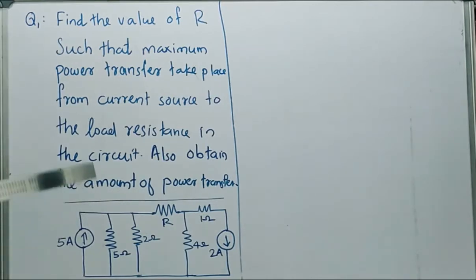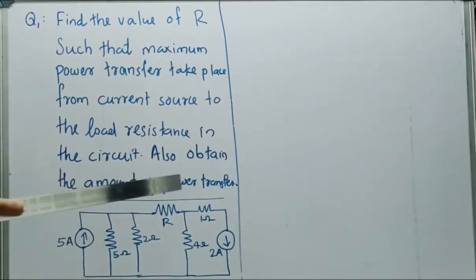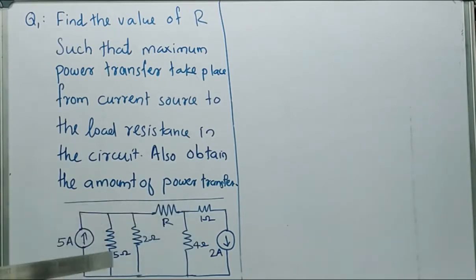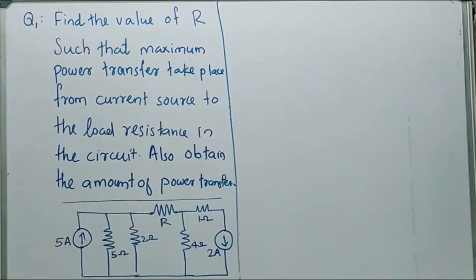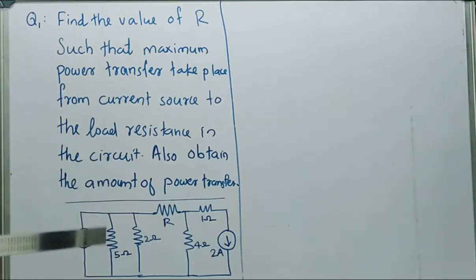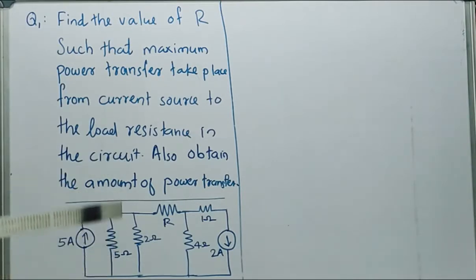As we discussed in theory, in order to obtain the amount of power transfer under the maximum power transfer condition, we need to convert this network into Thevenin's equivalent network. That is, any linear bilateral active network with output terminals A and B can be replaced by a voltage source in series with a resistance. That voltage source is known as Thevenin's equivalent voltage, here denoted by Vs, and this resistance is known as Thevenin's equivalent resistance, here denoted by Rs.